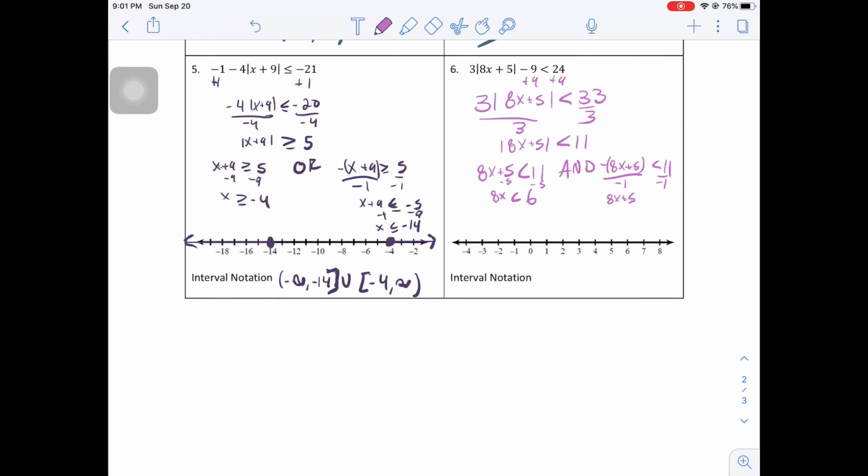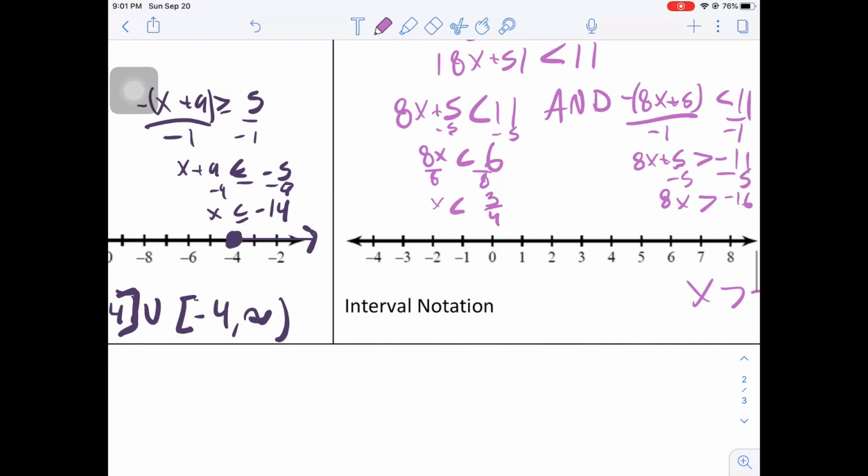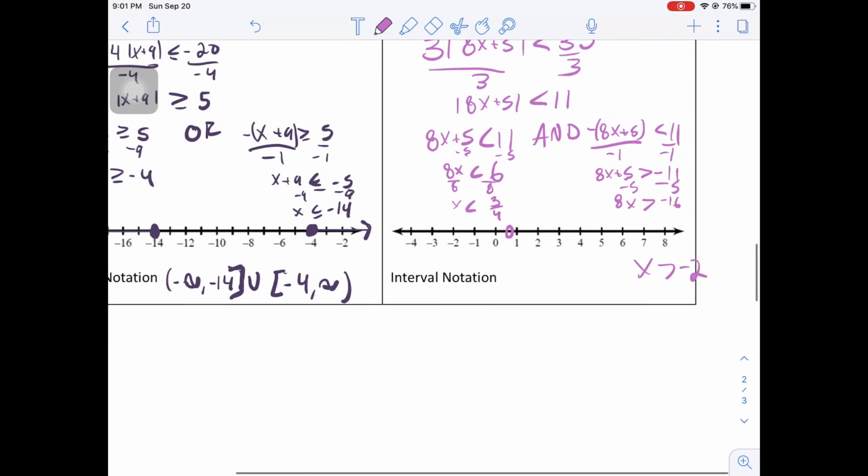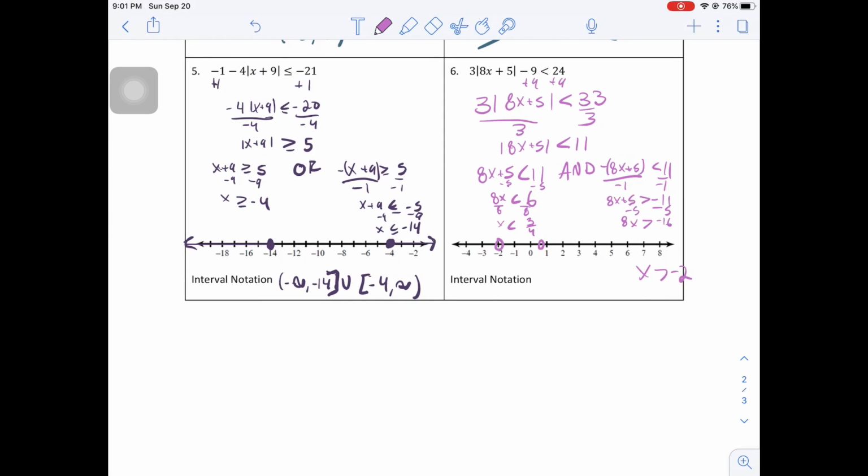And on the other side, we divide by negative 1. So that's 8x plus 5 is greater than negative 11. Subtract 5, that's 8x is greater than negative 16. So then x is greater than negative 2. On this side, we divide by 8, and x will be less than, if we simplify that, 3/4. Okay, so 3/4, right? Almost 1, but not quite. Open circle. X is negative 2, is right here. Okay, and then we're just connecting those two things because it's an and statement. So then we would say negative 2 to 3/4 for our interval notation, and we're done.